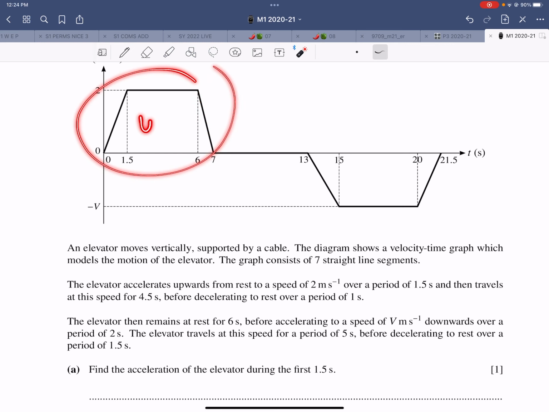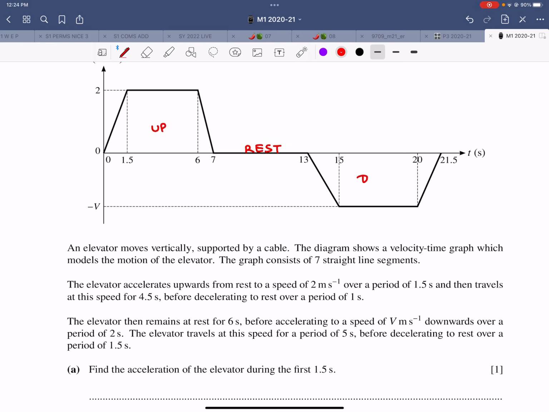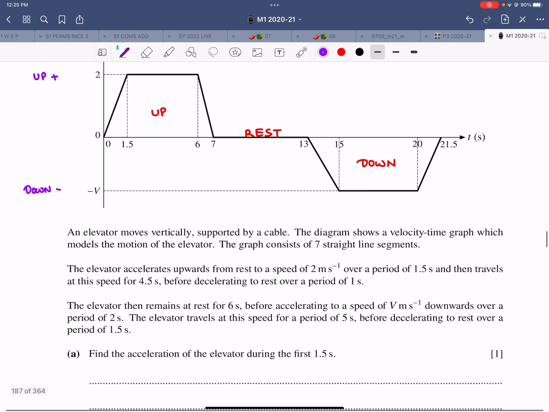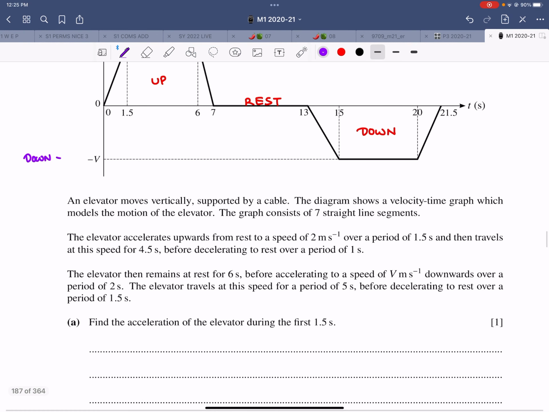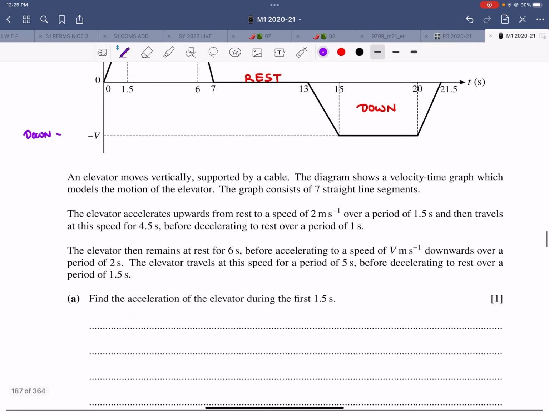That is the first thing. Now it's going up. What happens? Then the elevator remains at rest for 6 seconds. So this is rest. This portion is going up and this portion is going down. Upward velocity is positive. Downward velocity is negative. And all the information is given there. Accelerating to a speed of v downwards over a period of 2 seconds, travels at this speed, decelerating, and so on. First part is too kiddish. I don't know why they even asked this part.